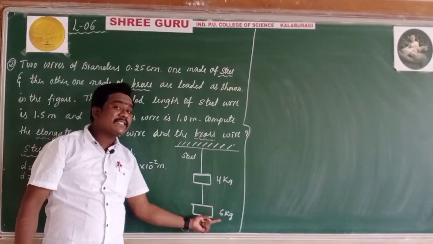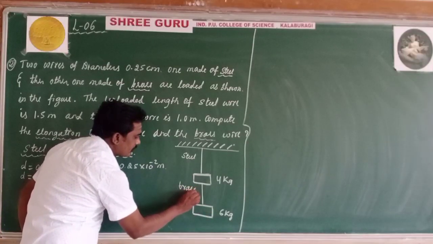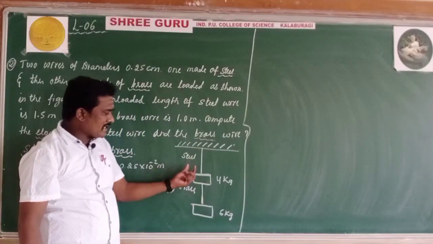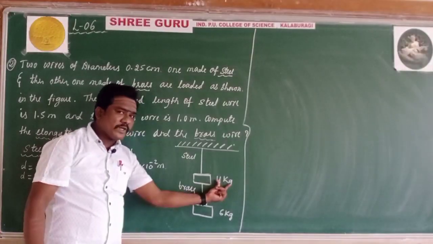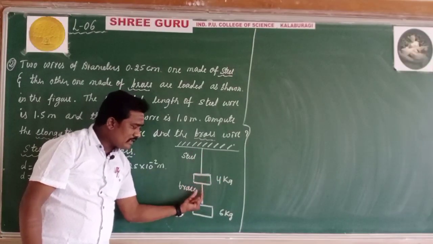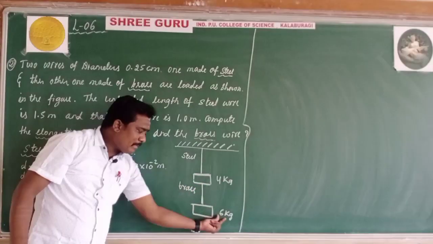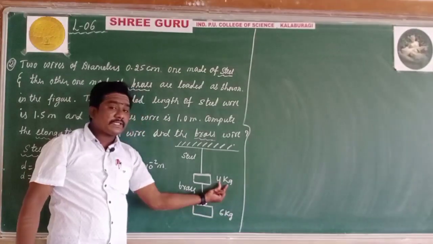4 plus 6 kg. And on the brass rod, this is our brass rod. Here the two wires are attached by a load. Here we applied a load of 4 kg initially for the steel rod. Again we are connecting to this load, the brass rod. And in this load we are applying a 6 kg mass. 6 kg plus 4 kg.